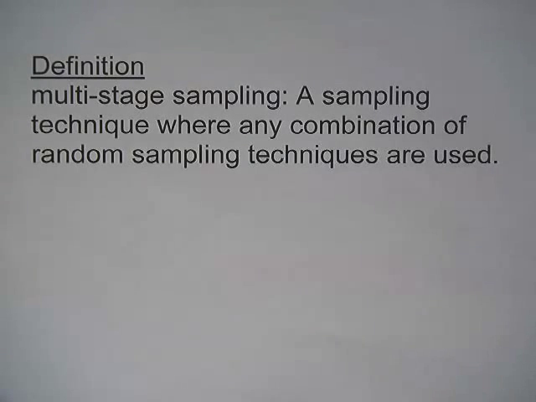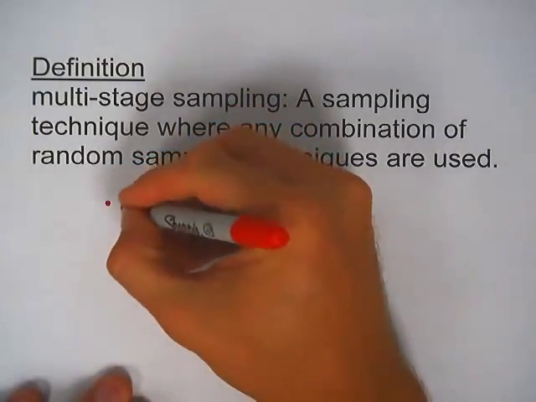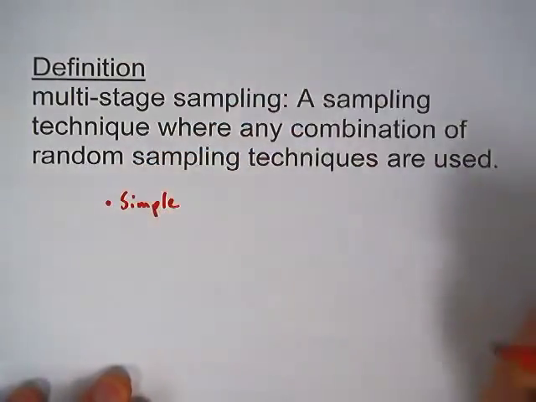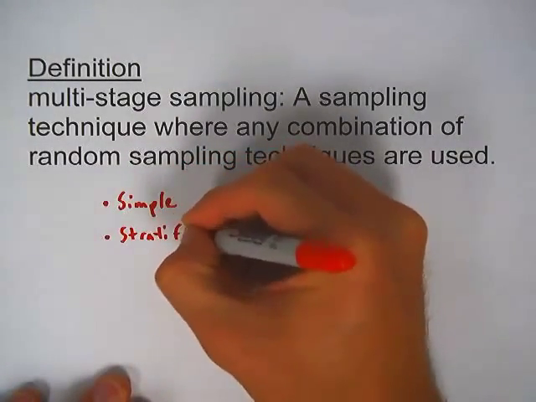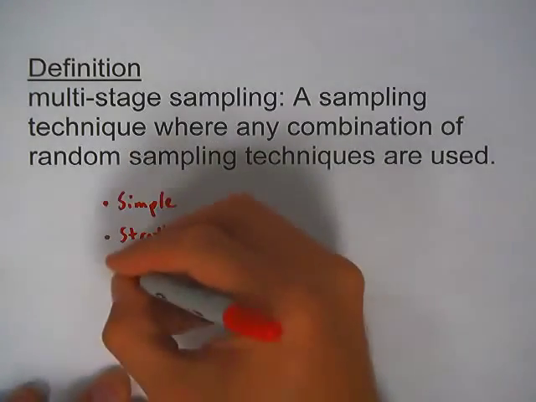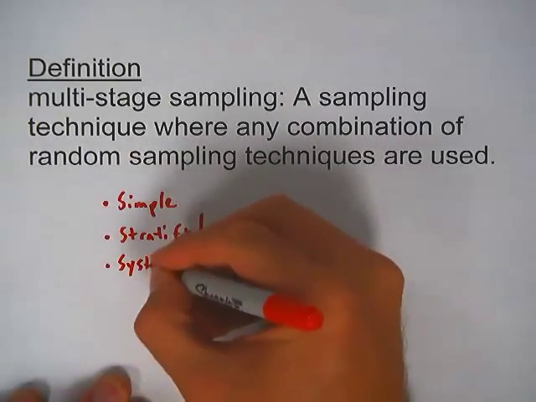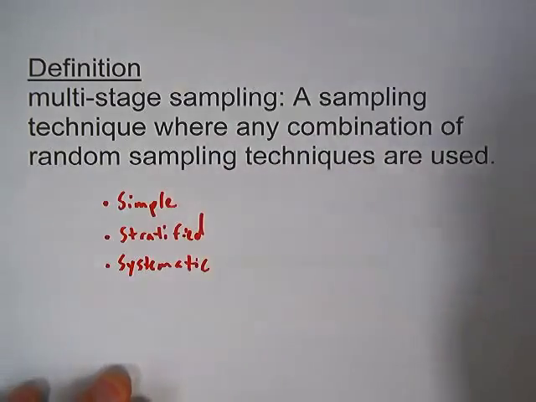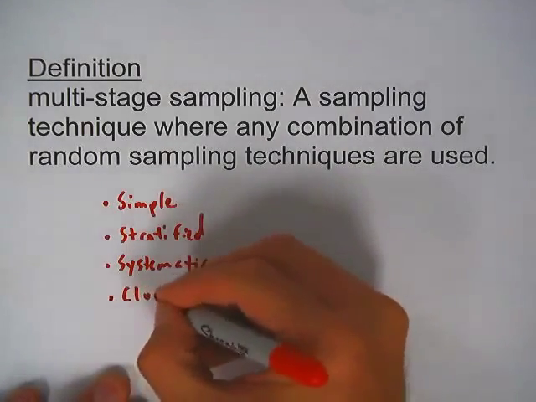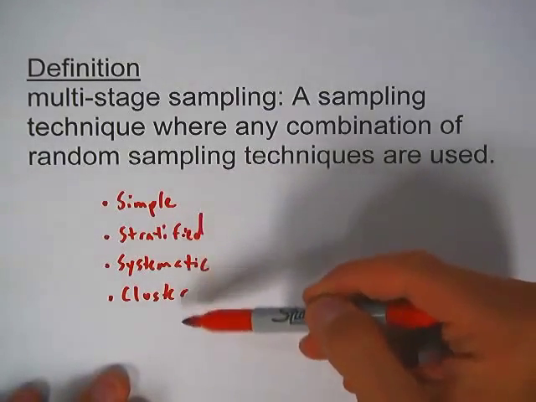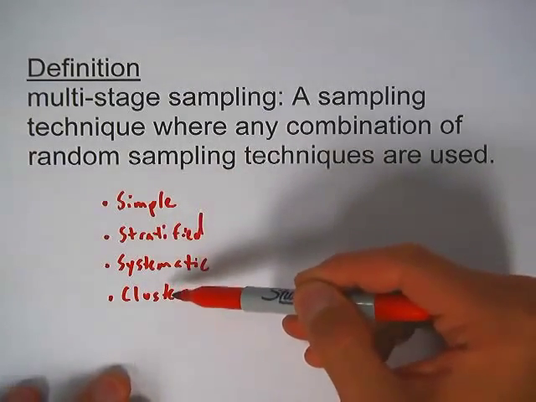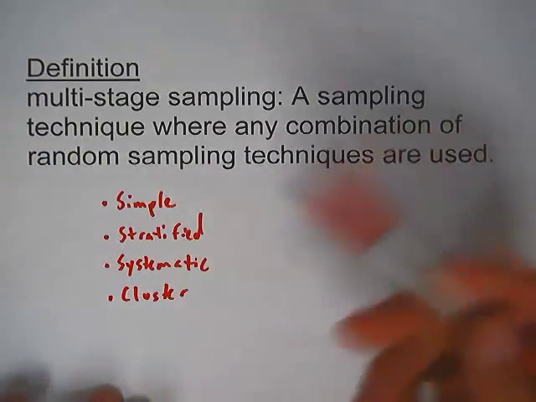Multi-stage sampling is a sampling technique where any combination of random sampling techniques are used. So it might involve simple random samples, it may involve stratified random samples, it may involve systematic random samples, may involve cluster samples. So any combination of these random sampling techniques can make up a multi-staged sampling technique.